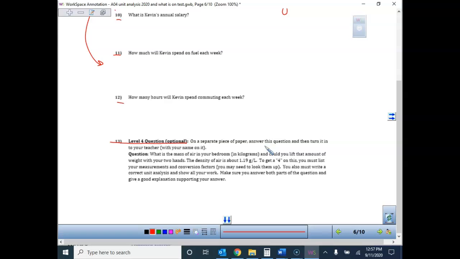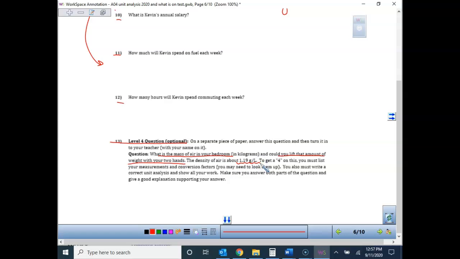What is the mass of the air in your bedroom? Okay, that's the first question. So there's 2 questions to this. What's the mass? And could you lift it? So what is the mass? And then could you lift that amount in your 2 hands, that weight? So if it was that weight, like we knew the guy couldn't lift the bucket, right, of gold. It was way too heavy in one hand. You got both hands. We give you this information that 1.19 grams per liter.